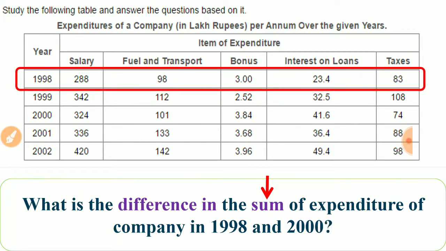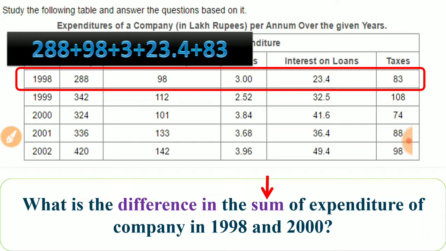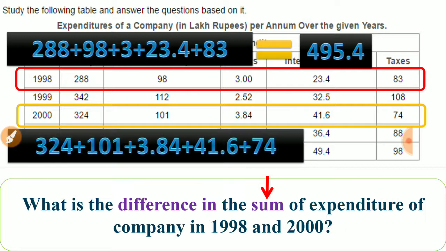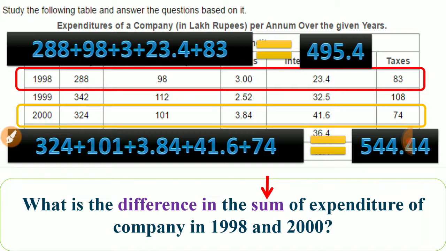So what is the sum of the values in 98? It is 288 plus 98 plus 3 plus 23.4 plus 83, which is equal to 495.4. So we calculate the sum of expenditure values in 98. Similarly, we have to find the sum of the values in 2000. So in 2000, if we add horizontally, it is 324 plus 101 plus 3.84 plus 41.6 plus 74. And your value is 544.44.